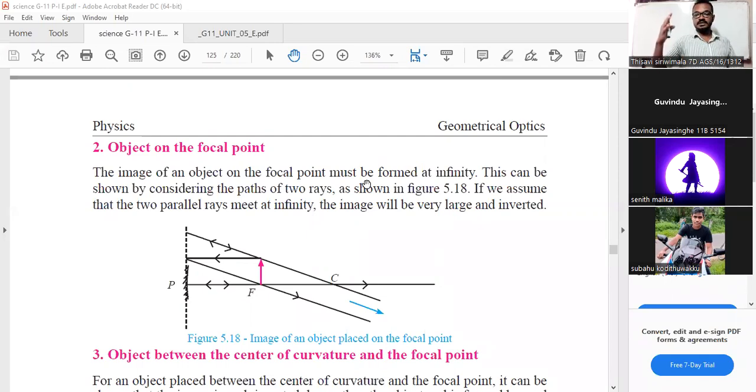So it is difficult to obtain a sharp image. And again, it is difficult to mention the properties of the image also. So therefore, we are telling a magnified image will be formed at infinity. So we assume that the parallel lines are intercepted at a point on the infinity. So that's how we explain the properties.